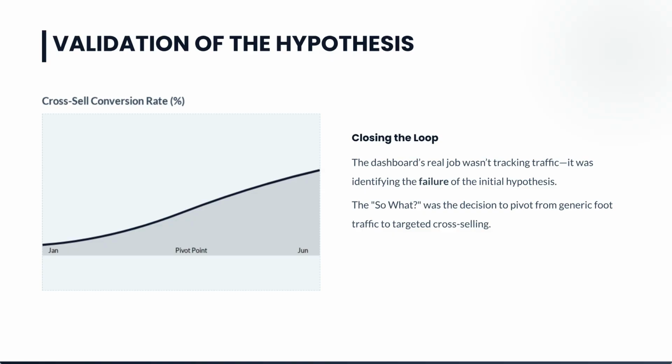Validating the hypothesis meant closing the loop. The dashboard's true job was to identify the failure of the initial assumption. The "so what" was the decision to pivot from generic foot traffic to targeted cross-selling.